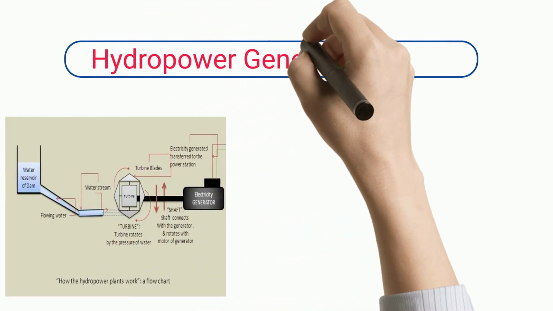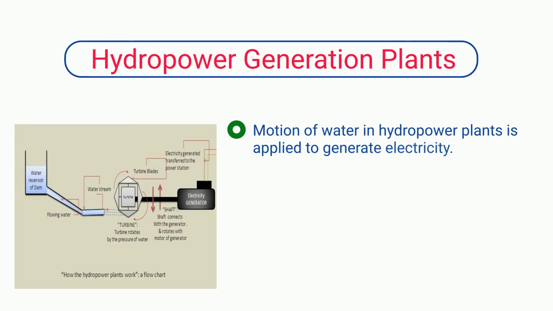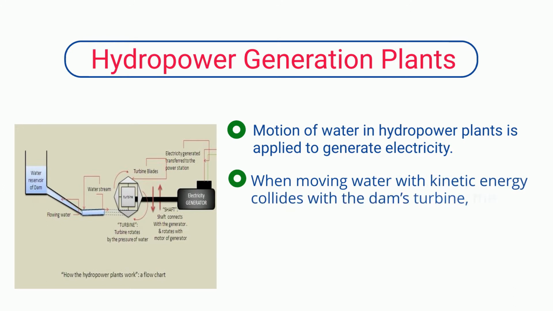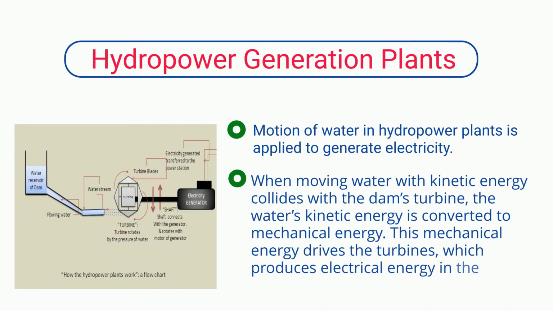Hydropower generation plants. Motion of water in hydropower plants is applied to generate electricity. When moving water with kinetic energy collides with the dam's turbine, the water's kinetic energy is converted to mechanical energy. This mechanical energy drives the turbines, which produces electrical energy in the end.